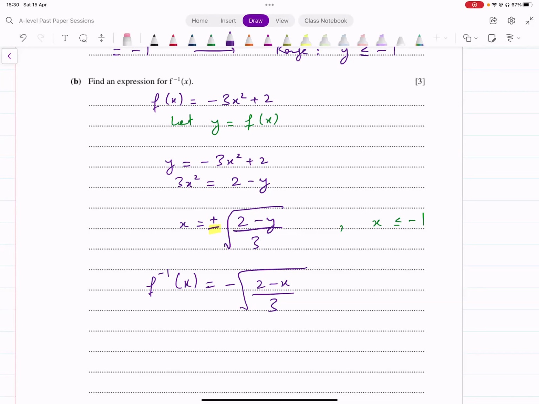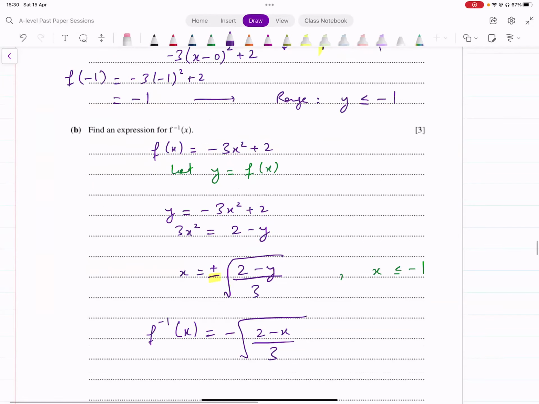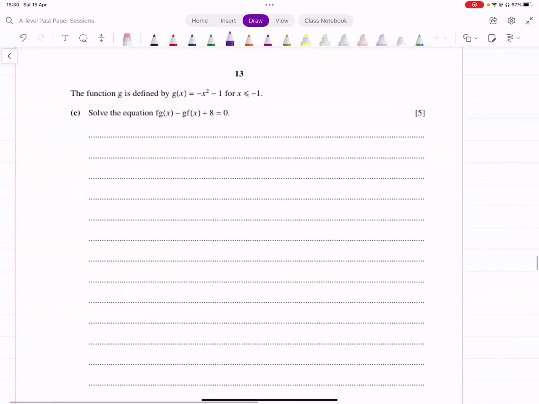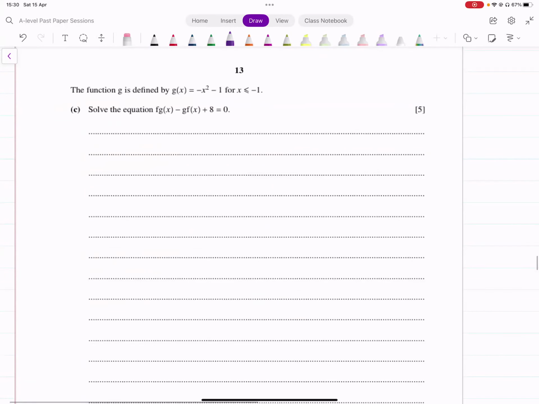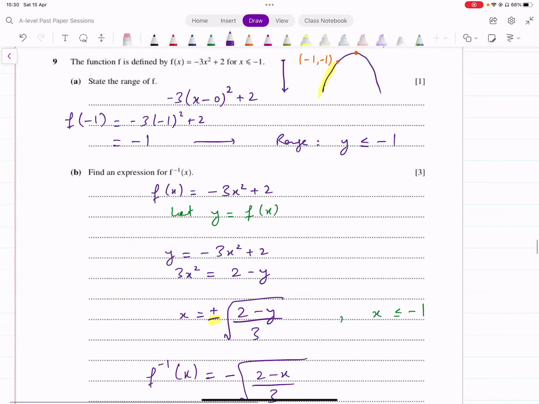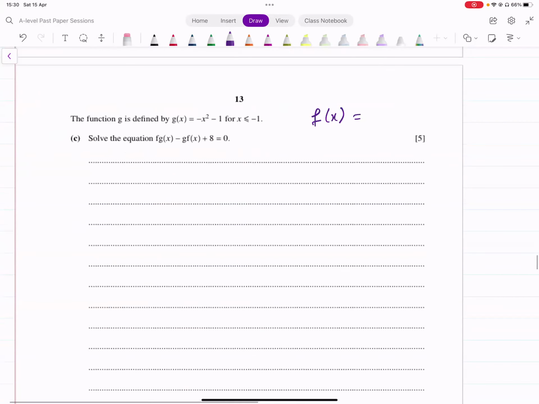Let's move on. Part C of this. It says the function g is defined by this for x less than or equal to -1. Solve this equation fg of x minus gf of x plus 8 equals 0. Okay, now let me write down f of x here as well. The function f of x was -3x squared + 2.